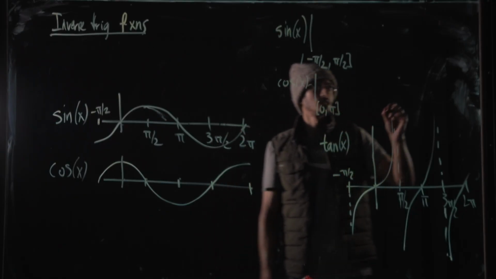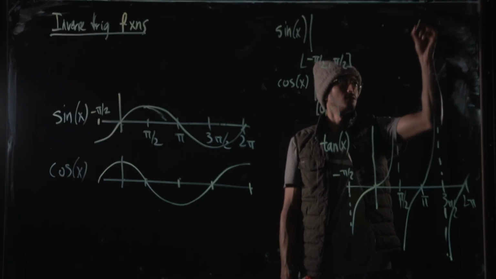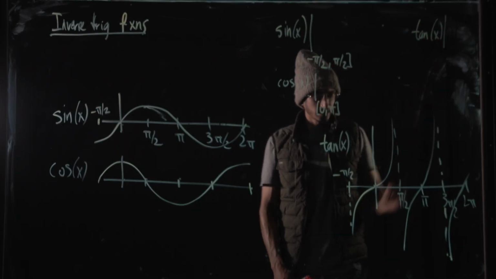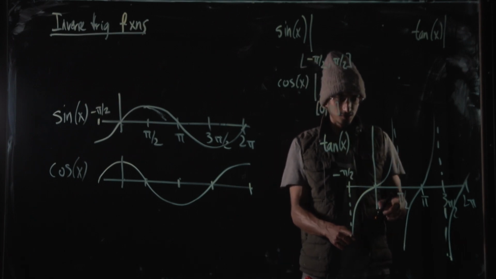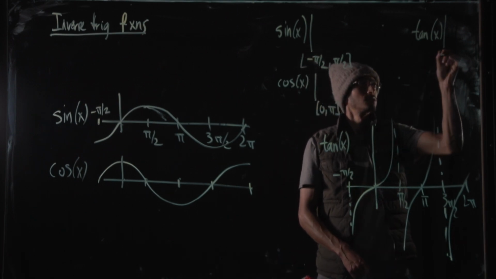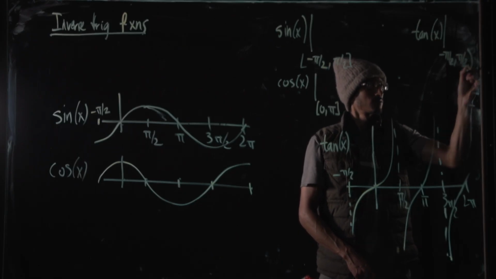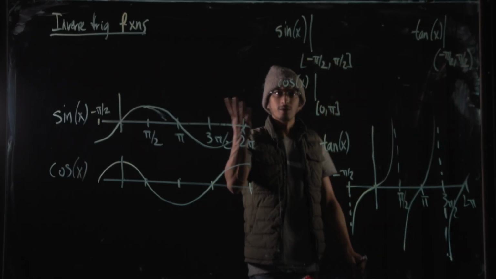And let me do tangent x, and restrict it from negative pi over 2 to pi over 2. So that's what I did. Let me explain what I'm doing.